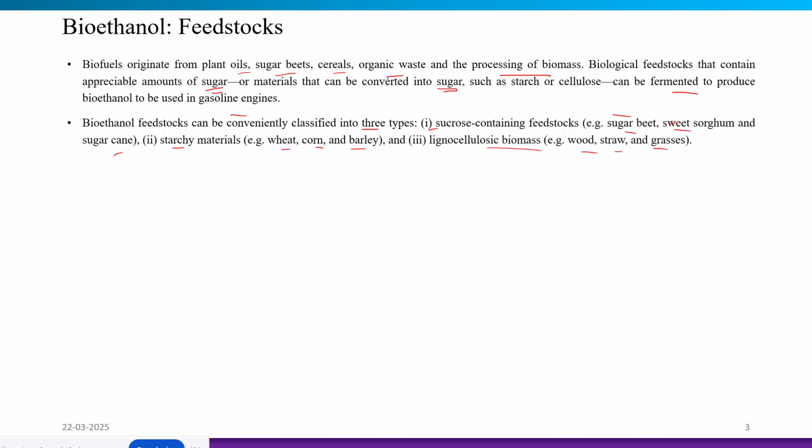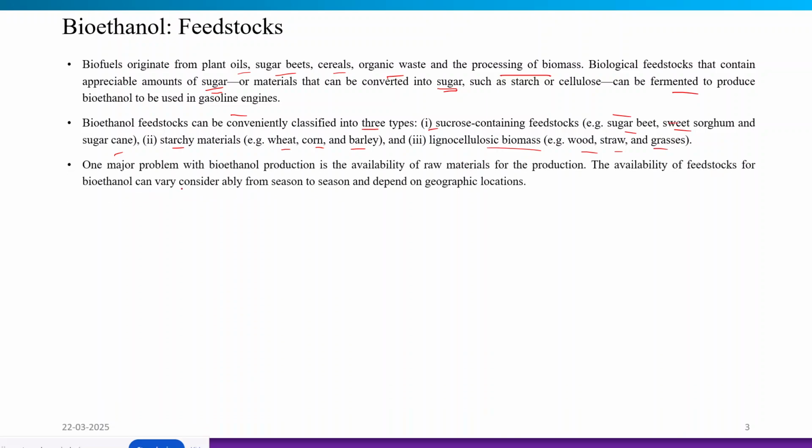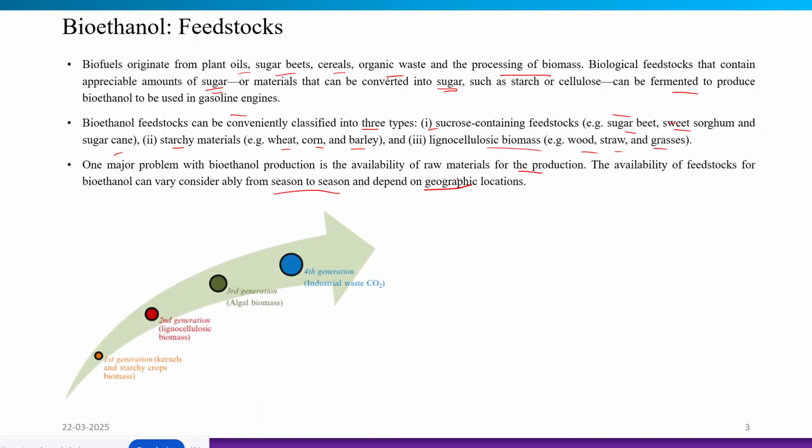So those can be utilized for production of the bioethanol. The major problem with bioethanol production is the availability. We have discussed the availability of the raw material for production over the year. The availability of feedstock for bioethanol production can vary considerably from season to season and depending on the geographic locations as well.